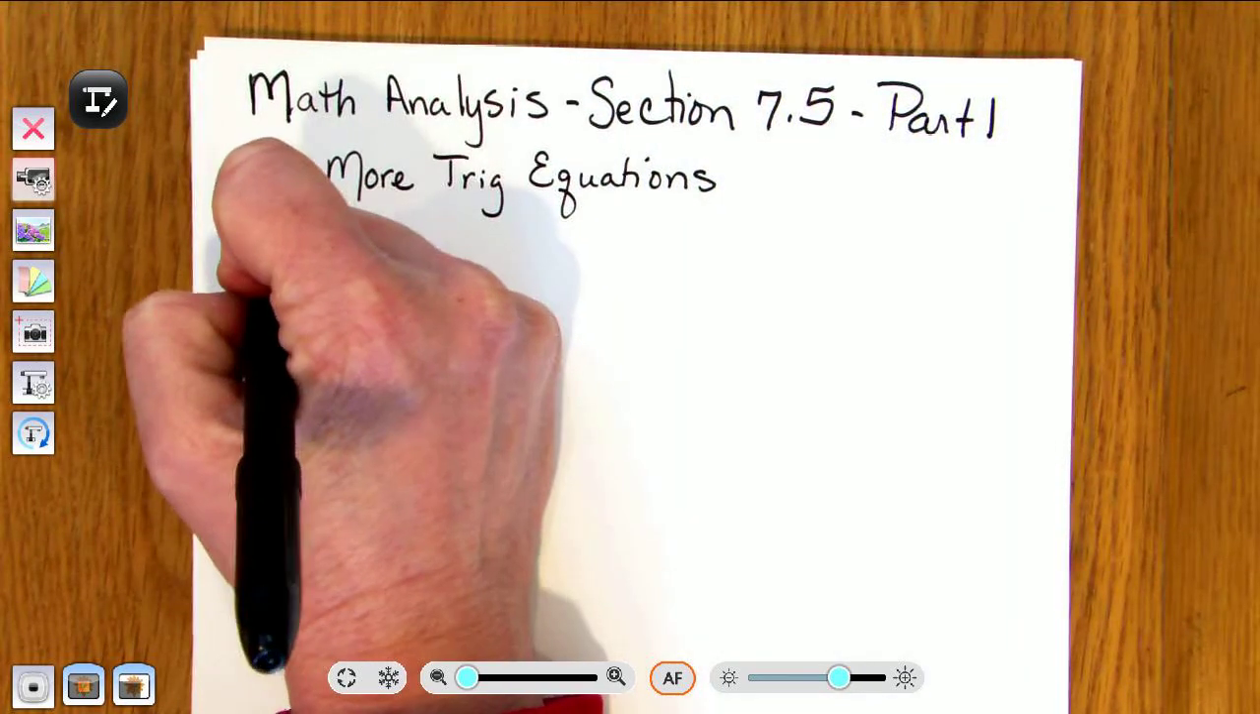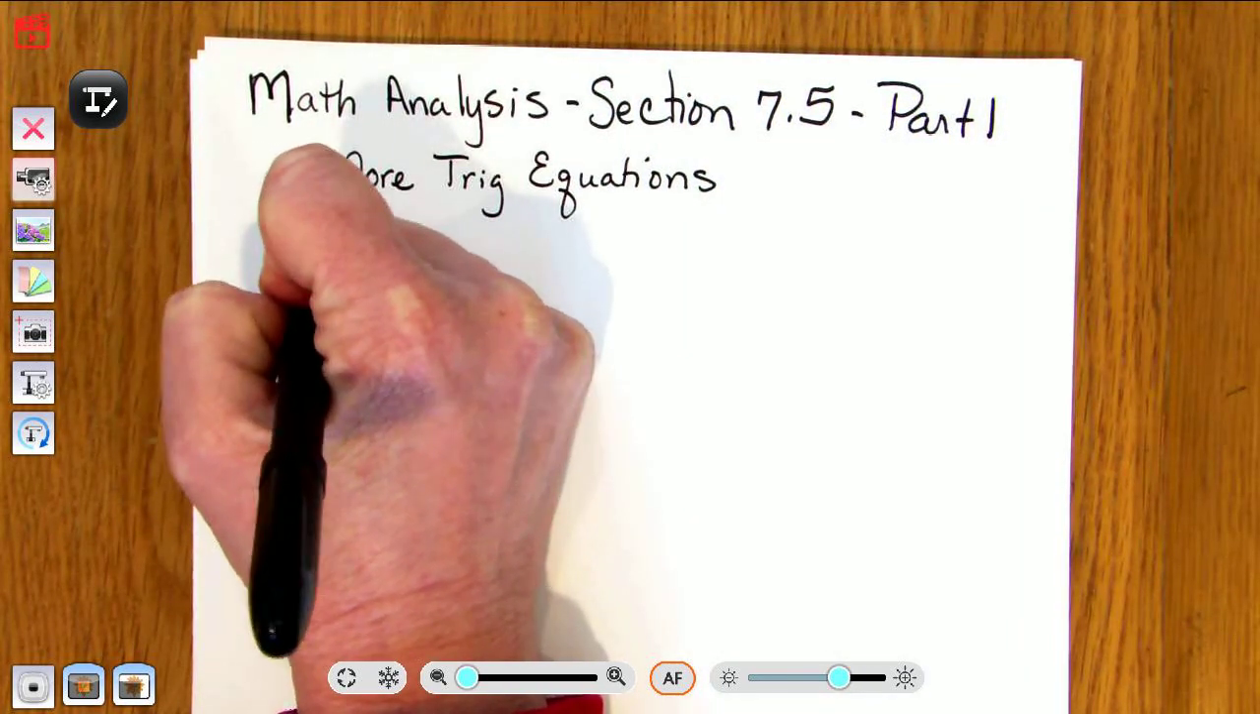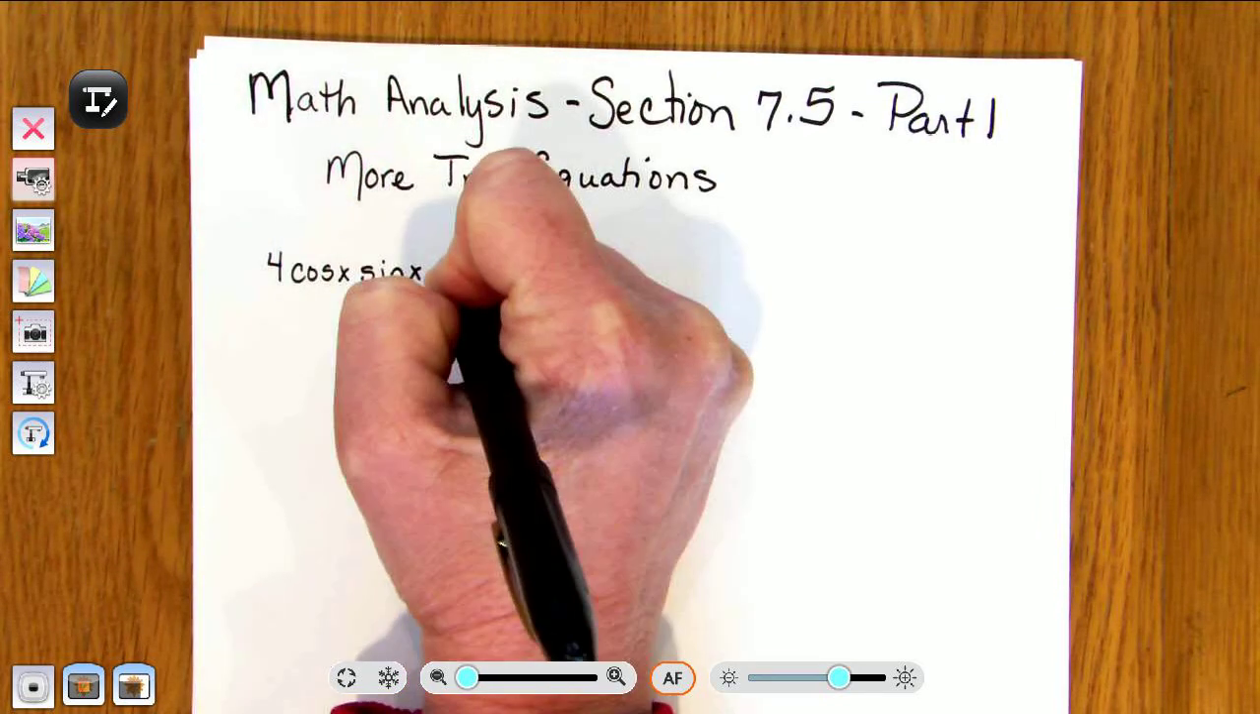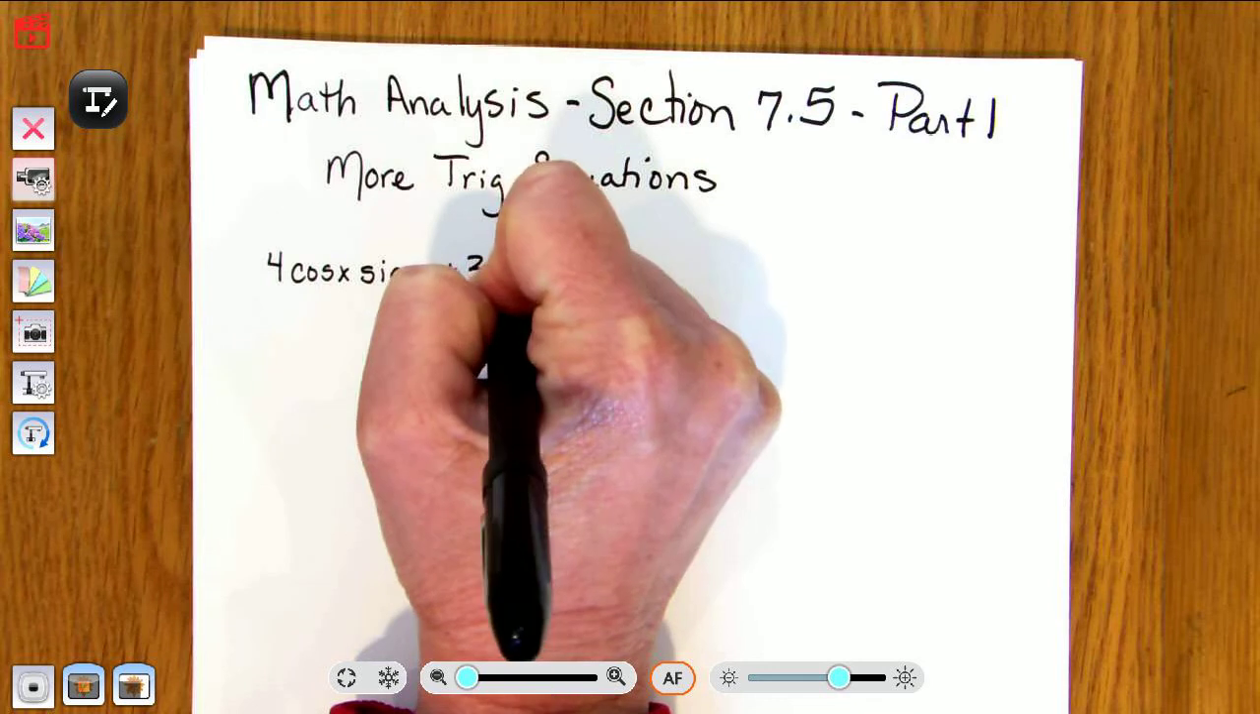I'm going to start with one. Oh, I don't know. We'll see how. Yeah, let's just jump right in. Oops, cosine.